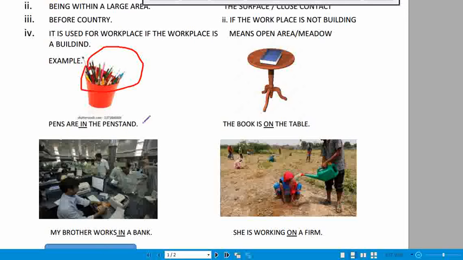The book is on the table. Look, the book is on the table, touching the surface of something. So, the book is on the table, and the pens are in the pen stand. That means enclosed by something, we will use in. And the book is on the table, that means touching the surface of something.